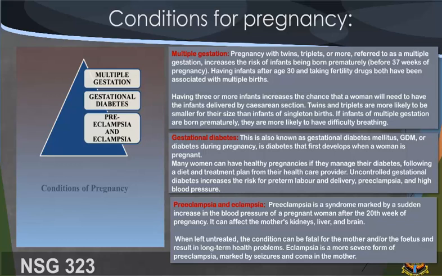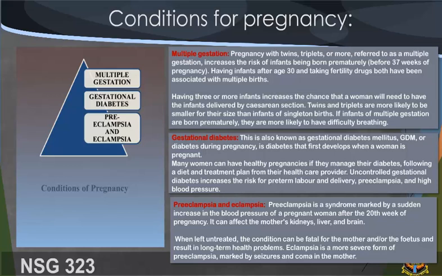Having 3 or more infants increases the chance that a woman will need to have the infants delivered by cesarean section. Twins and triplets are more likely to be smaller for their size than infants of single birth. If infants of multiple gestation are born prematurely, they are more likely to have difficulty breathing.